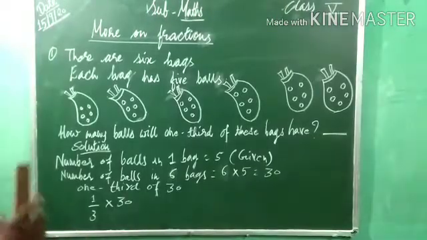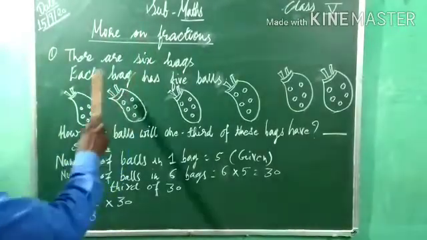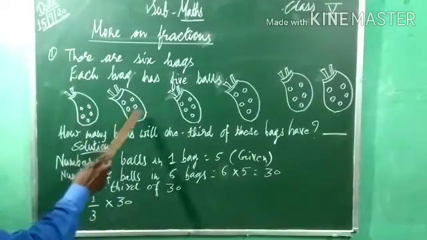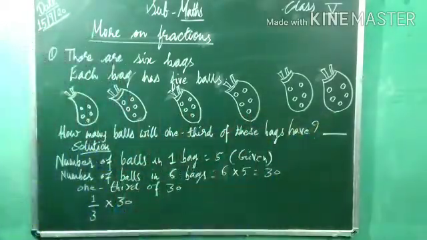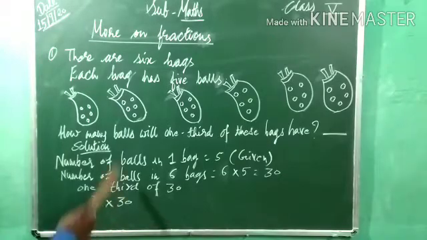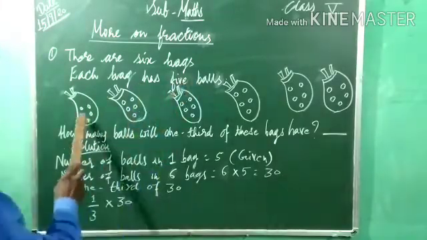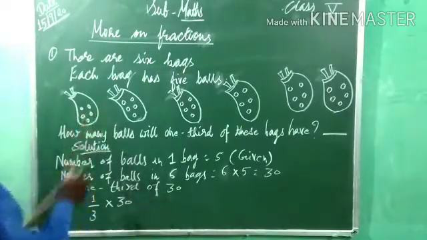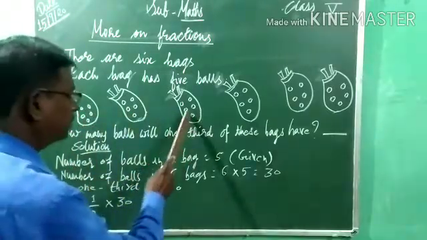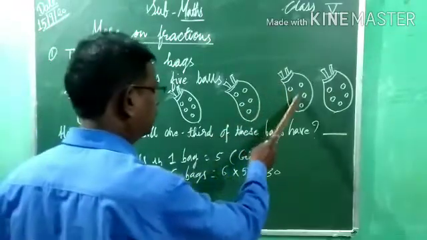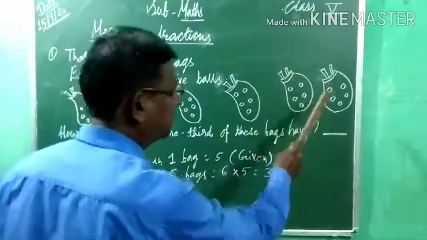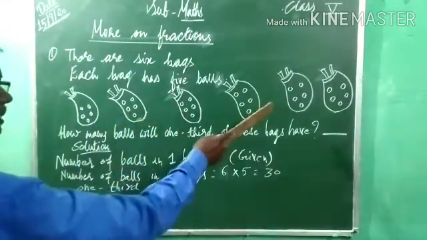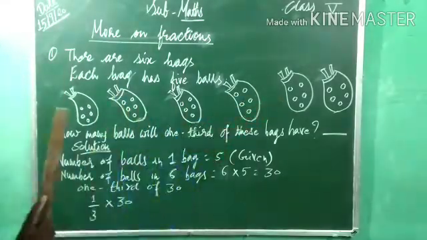Now we are going to study more on fractions. Here is a given example. There are 6 bags. How many bags in total? 1, 2, 3, 4, 5, 6. Diagram is given. 6 bags. Each bag has 5 balls. 1, 2, 3, 4, 5. Here also 5. Second, third bag also 5. Fourth, fifth and sixth bag also 5 balls. Total bags are 6, and each bag has 5 balls.